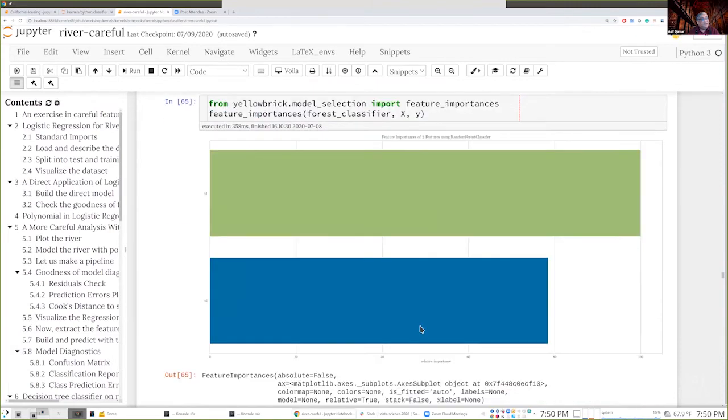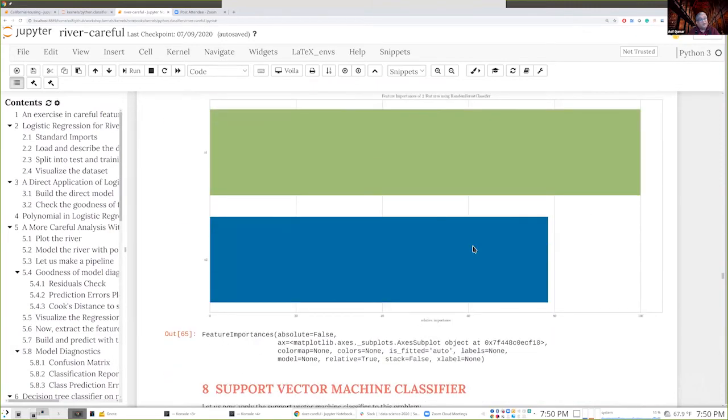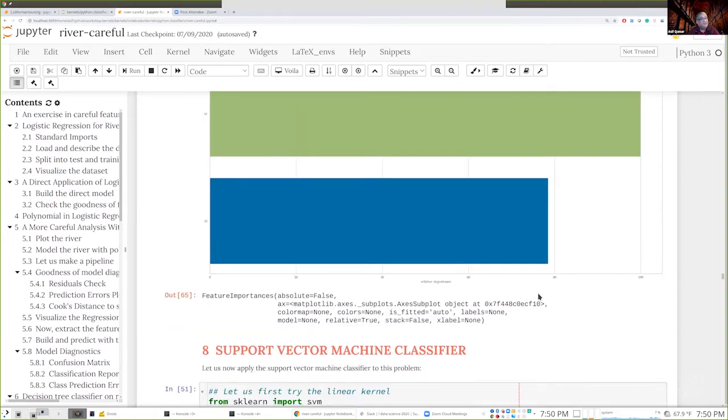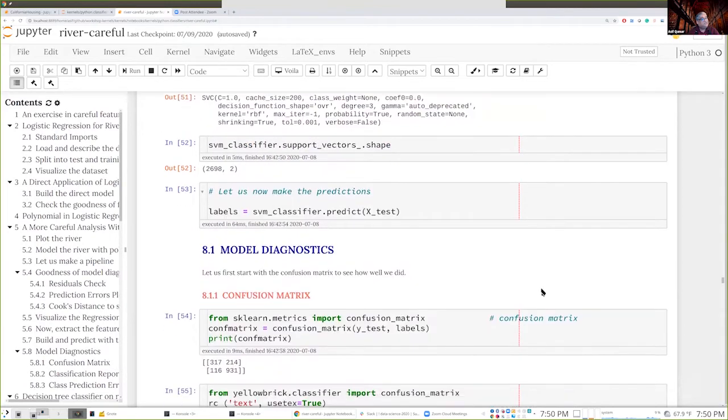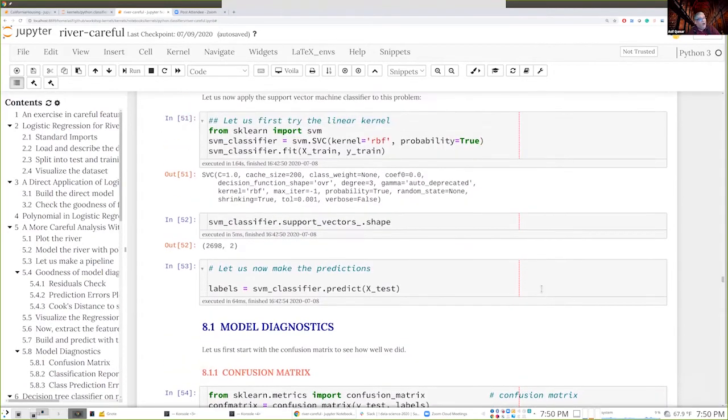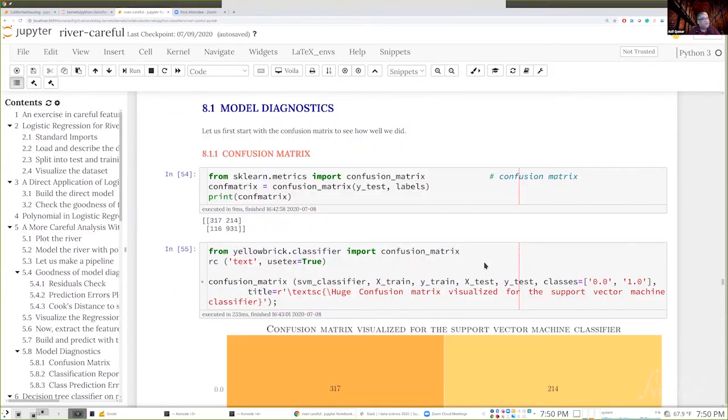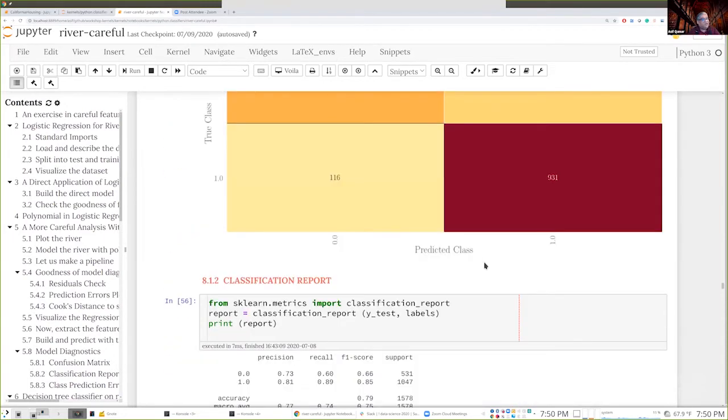Then you do the feature importance. Obviously, X1 is more important because the whole waviness is along the X1 direction. Then they are both important. Then you tried support vector machines with the RBF kernel. When you do that, once again, you look at the accuracy report.